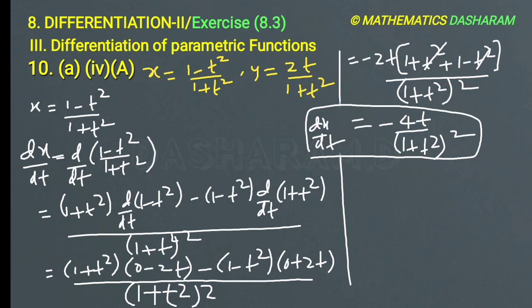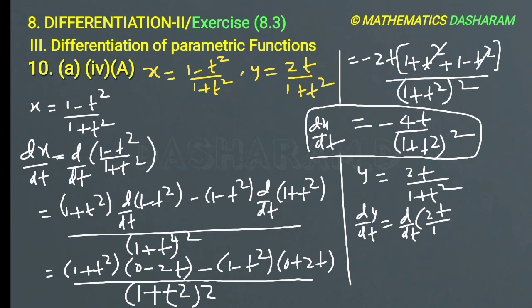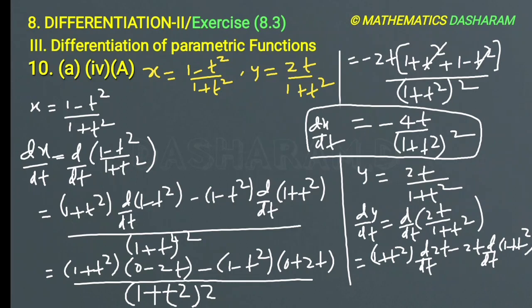Next to dy by dt. So the y equals to what? 2t divided by (1 plus t square). Dy by dt equals d by dt of 2t by (1 plus t square). Here also apply the quotient rule. So that is (1 plus t square) into d by dt of 2t minus 2t into d by dt of (1 plus t square), whole divided by (1 plus t square) whole square.